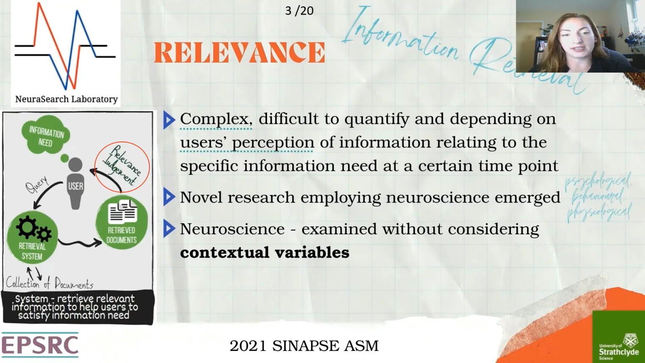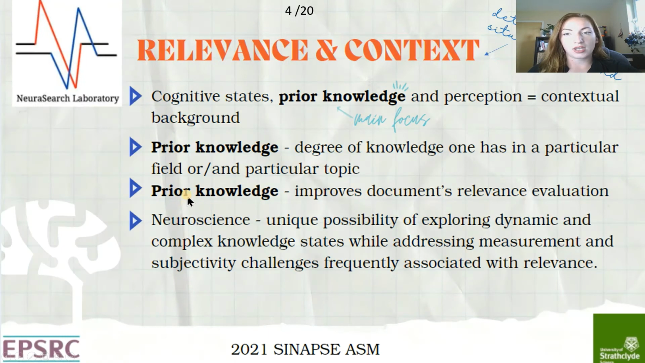Studying relevance scientifically can be challenging, as relevance is complex and depends on users' subjective perception, and that's why it's important to consider physiological, psychological, and behavioural aspects. And that's also why novel research starts to employ neuroscience. However, in terms of neuroscience, relevance has been examined without considering contextual variables. So what is context? Context determines the situation at hand. Cognitive states, prior knowledge and perception create the contextual background for relevance judgments.